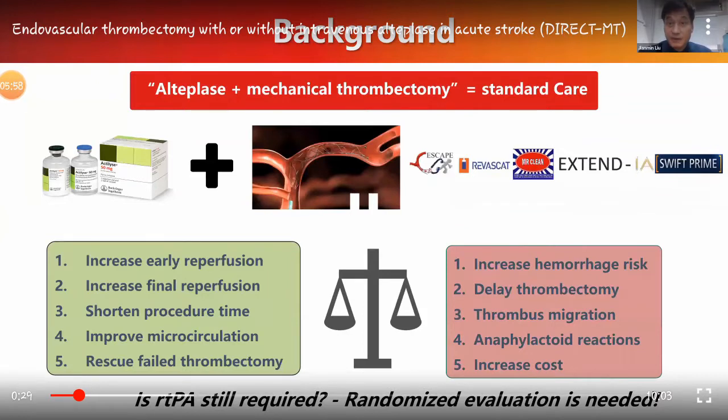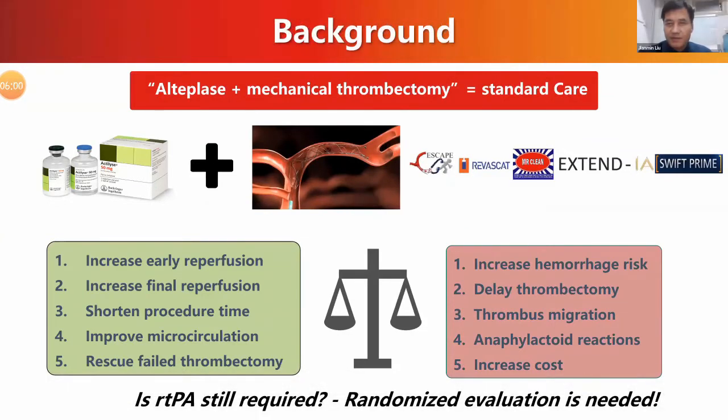Intravenous Alteplase has become the standard of care for patients with acute ischemic stroke due to large vessel occlusion in the anterior circulation since 2015, after the publication of 5 landmark trials. The risk and benefit of Alteplase before thrombectomy are controversial.